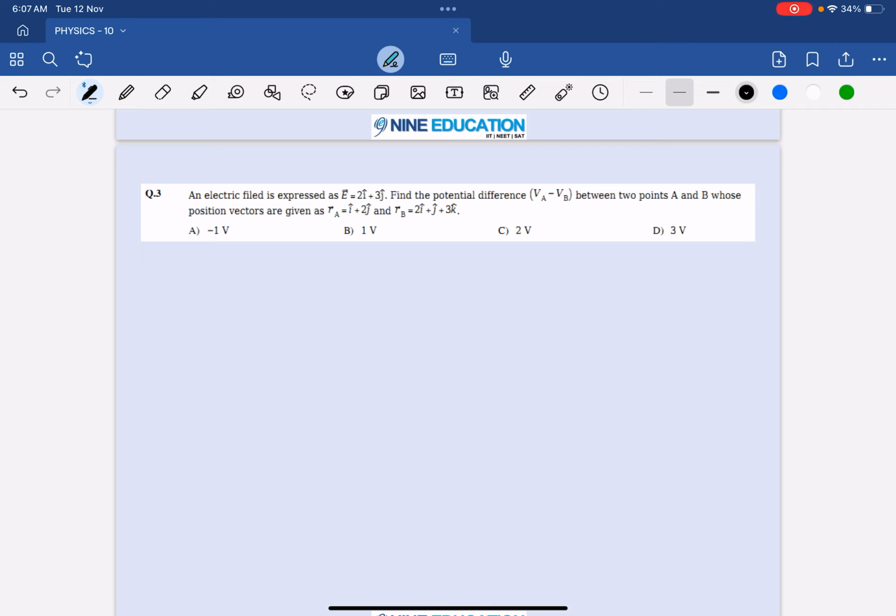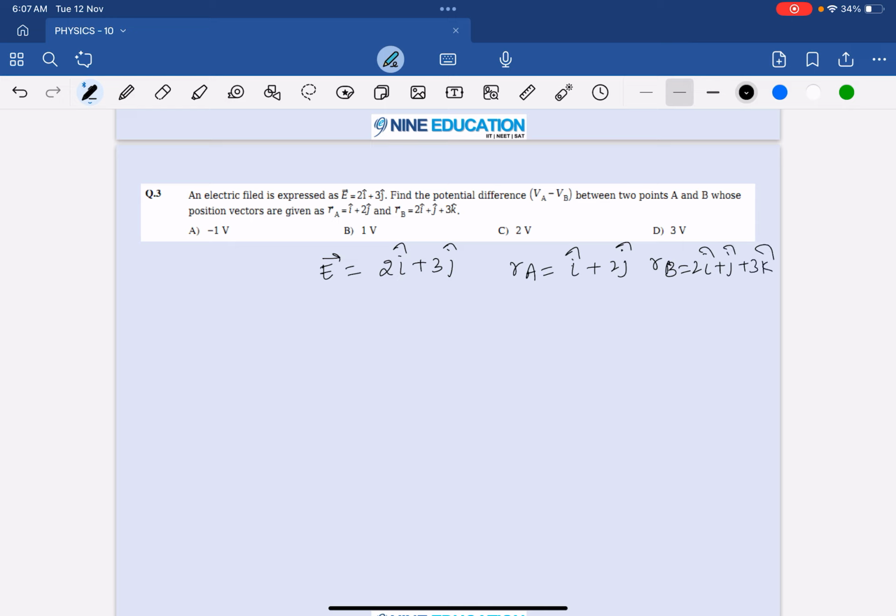Sir, electric field is expressed as E equals 2i cap plus 3j cap. All right, sir. Potential difference between A and B, between 2 points whose position vectors rA is given as i cap plus 2j cap, and rB is 2i cap plus j cap plus 3k cap.